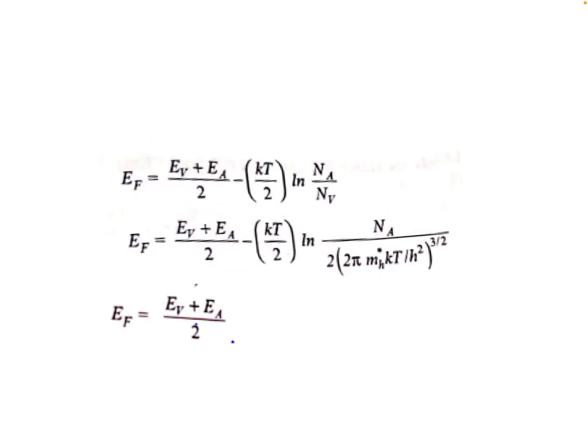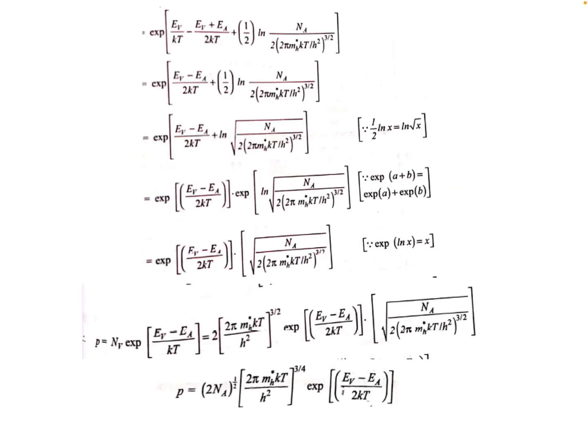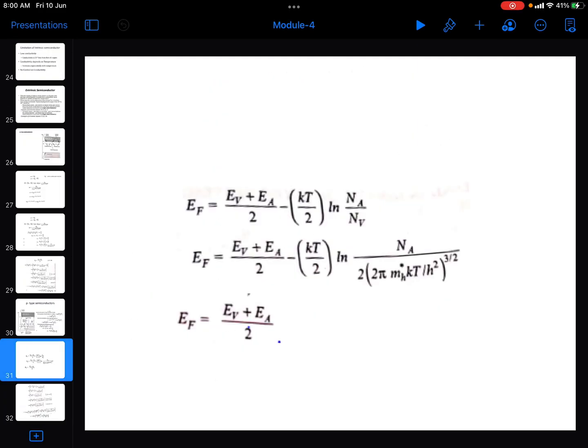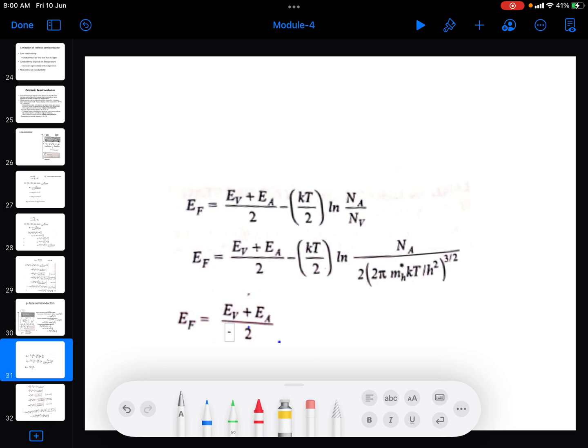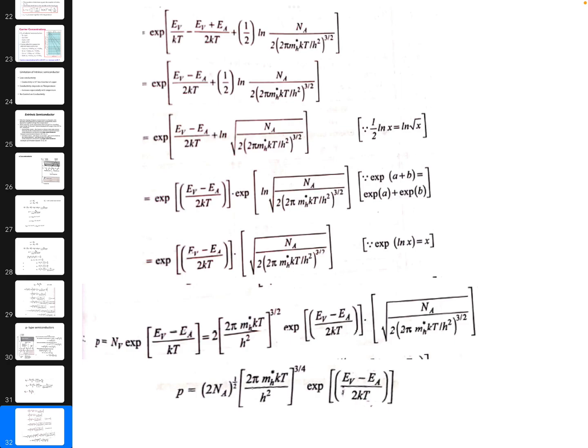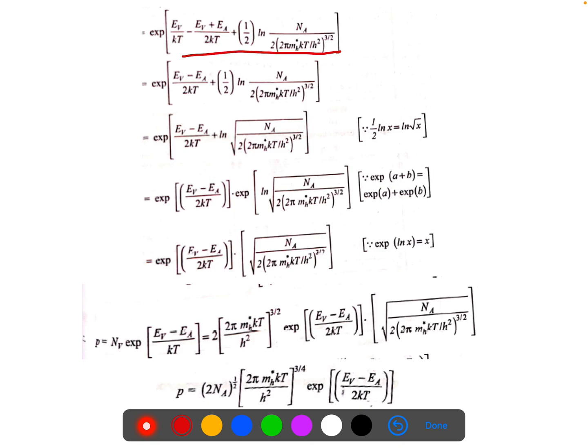So EF we are going to get like this, exponential, so EV and EA are there, so you're just using that. Let me put it in full screen. Now you substitute that EF here and simplify that. It's the same logic you used in the case of the n-type semiconductor. The same simplification if you do, you are going to end up with this equation.